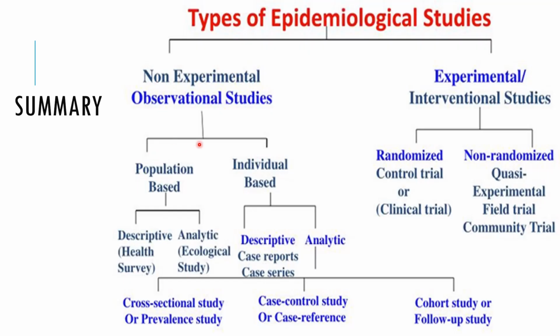So to summarize again the flow of epidemiological studies, broadly we have our observational and experimental studies. Under observational, we've got population and individual based, which both are again further subdivided as descriptive and analytical. Now in the individual based, we've got our descriptive studies and our analytical studies, which include our cross-sectional studies, case control studies, and cohort studies. And under our experimental studies, we've got randomized and non-randomized studies.